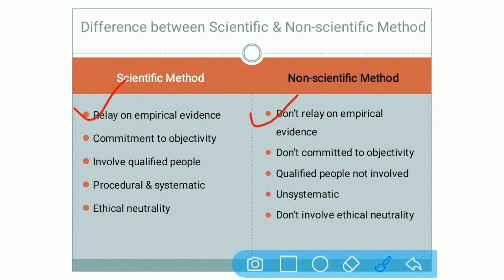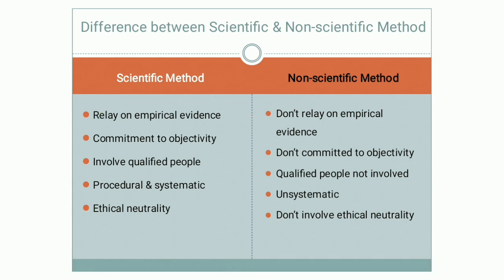Suppose once you have done a study on 100 people, then after 6 months you again do the study on those 100 people. So you are doing a trial, that is what empirical is, and again you are generating the proofs. So in the scientific method you can go with the evidence, but in the non-scientific method you don't have any evidence.